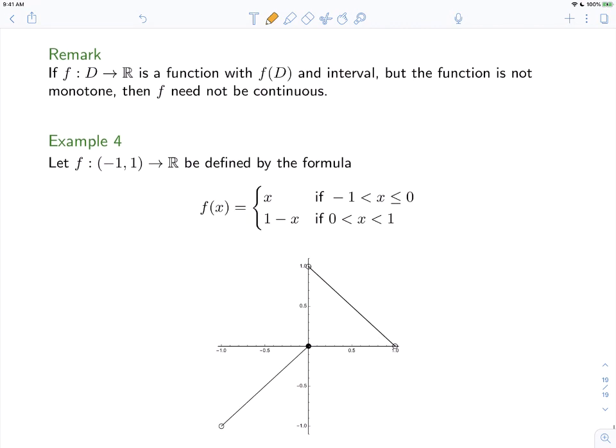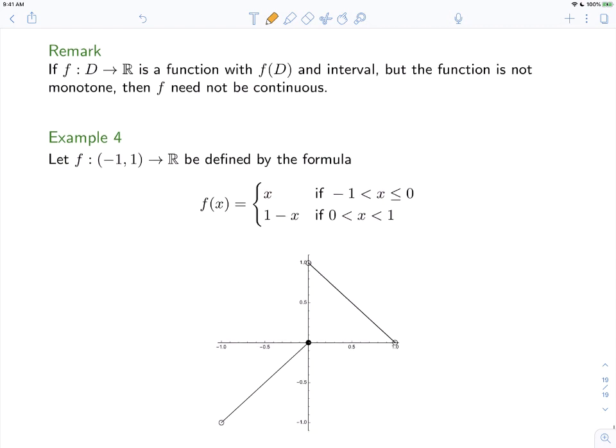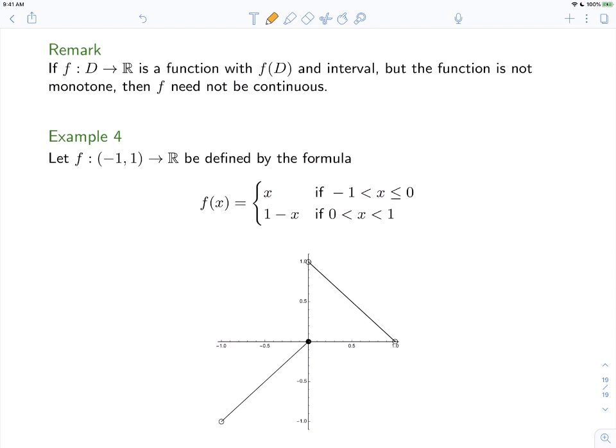Now, as a closing remark, I just want to mention that if the image of f is an interval, but the function is not monotone, then there's no reason to assume that f will be continuous. We need to use both the fact that the function is monotone and that the image is an interval to get continuity. So here's an example, or perhaps you'd like to call it a non-example. We have a function f from -1 to 1 into R. And we're going to define it by this formula.